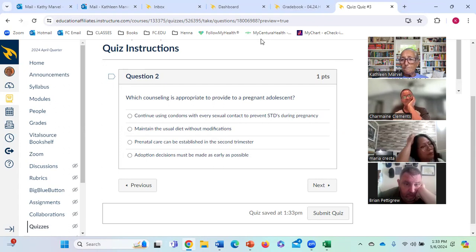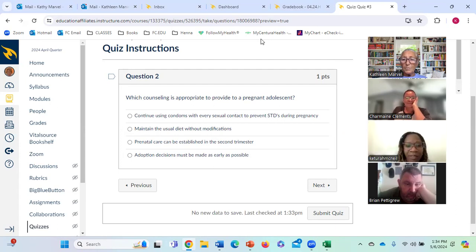Why is B wrong? Because it says to maintain the usual diet. You actually do need to change the diet. Why is C wrong? Prenatal care should start when you find out, because neglecting to have prenatal care puts babies at risk for a lot of things, like developing complications. Correct, thank you.